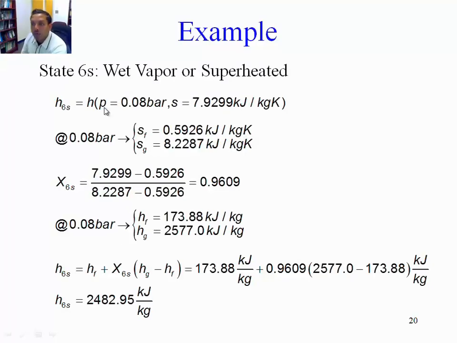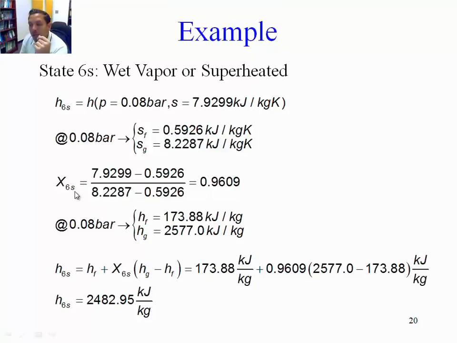And the same thing goes for state 6s. And state 6s, which is the ideal outlet of the low pressure turbine, is 0.08 bar and the same entropy as state 5, the same entropy as the inlet. If we compare that entropy to the entropy of saturated liquid and vapor at 0.08 bar, we'll notice that it's in between. And being in between means that state 6 is wet vapor.